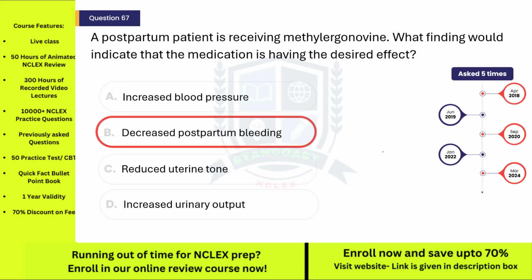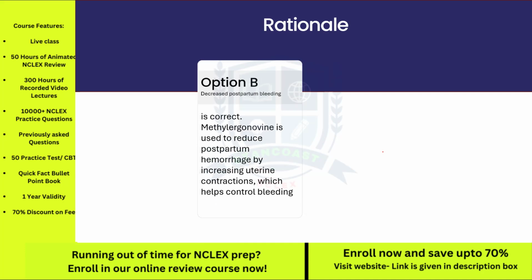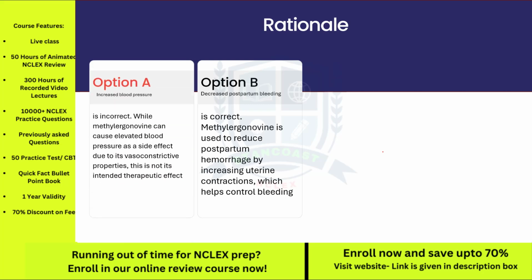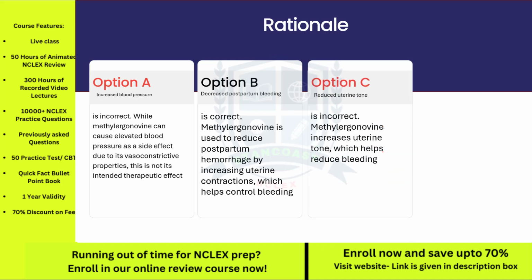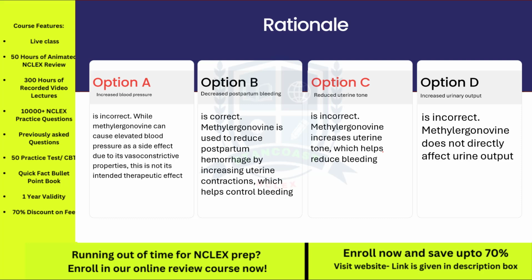Decreased postpartum bleeding. B is correct. Methylergonovine is used to reduce postpartum hemorrhage by increasing uterine contractions, which helps control bleeding. A is incorrect. While methylergonovine can cause elevated blood pressure as a side effect due to its vasoconstrictive properties, this is not its intended therapeutic effect. C is incorrect. Methylergonovine increases uterine tone, which helps reduce bleeding. D is incorrect. Methylergonovine does not directly affect urine output. Let's proceed to the next question.